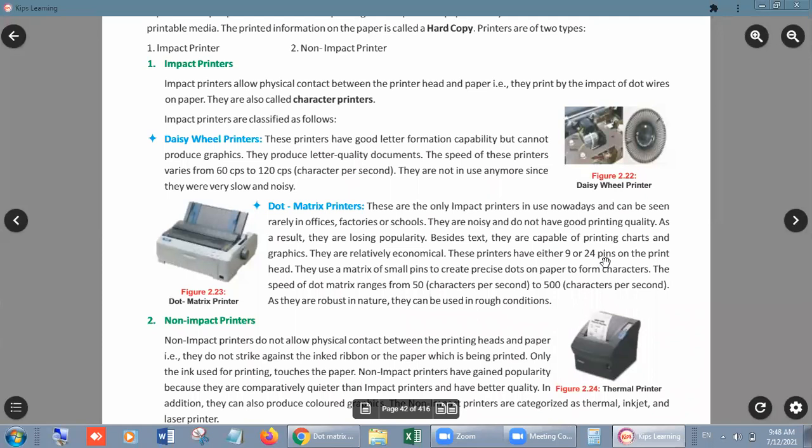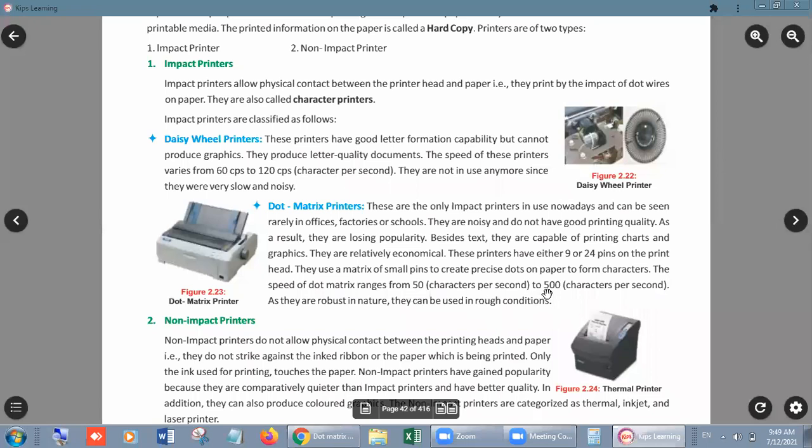And the best quality was with 24 pins. When 24 needles strike on the page to draw any image or any alphabet that you see in that video. Okay, so the speed of this type of printer was 50 characters per second, meaning in 1 second it can print 50 characters, 50 alphabets, or up to 500 characters per second.